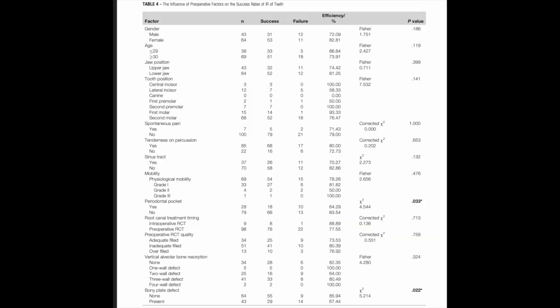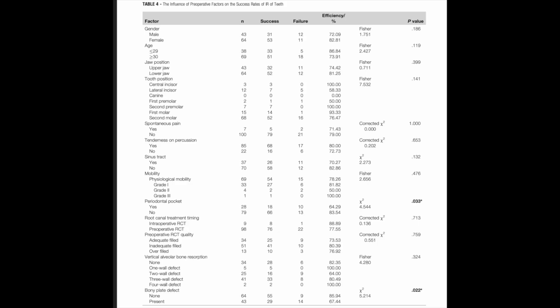Now moving to the results and starting with the influence of preoperative factors on the success rate. Most patients were female and aged between 21 and 50 years, and the most commonly treated teeth were the mandibular second molars, followed by the maxillary second molars and maxillary lateral incisors. And the main preoperative symptoms were tenderness on percussion, followed by periodontal pocket, sinus tract, and tooth mobility.